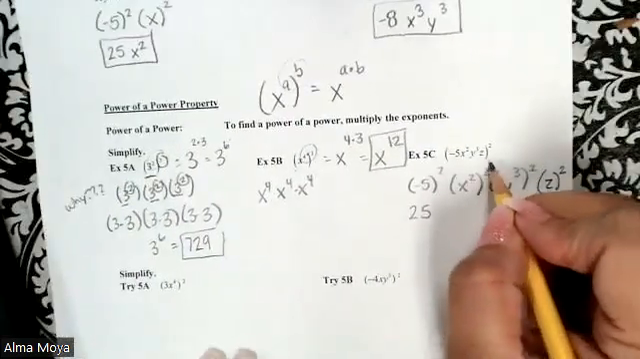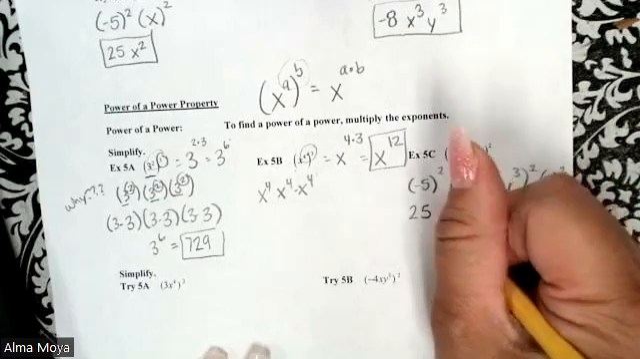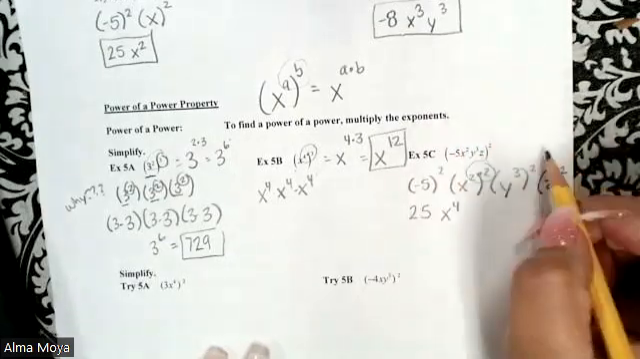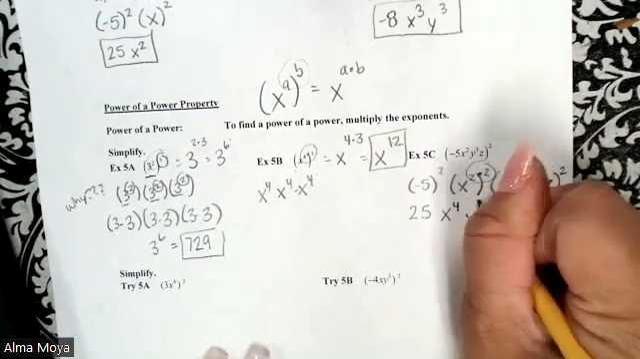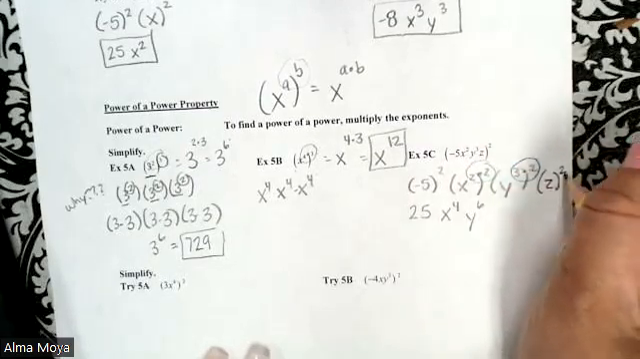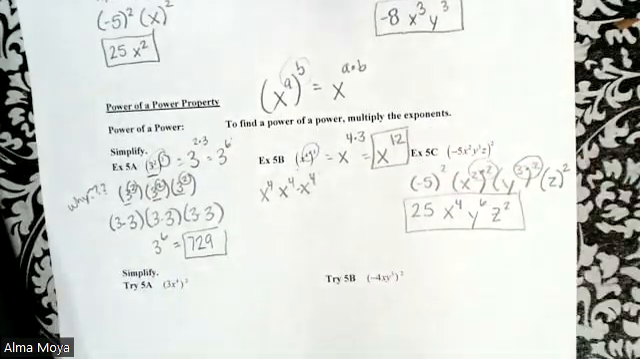Now this rule, remember, you are multiplying these two. So 2 times 2, that's going to be an x to the 4th power. Right here, I'm going to multiply the 3 and the 2. So 3 times 2 is going to be a 6. So that's y to the 6th power. And then that's just going to be a z squared.